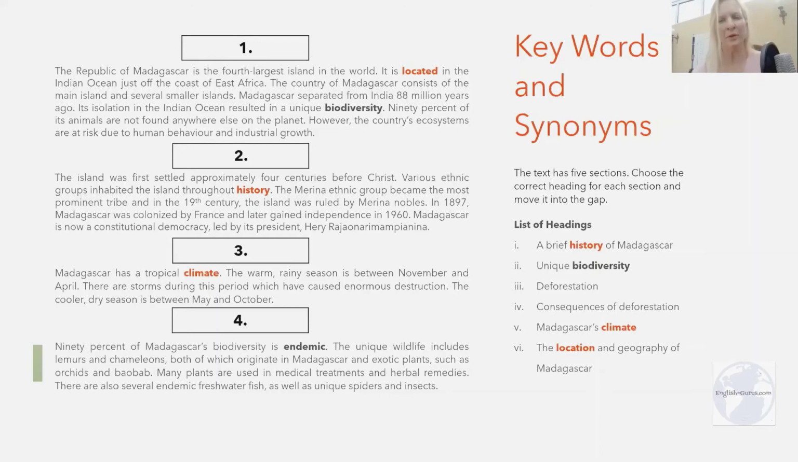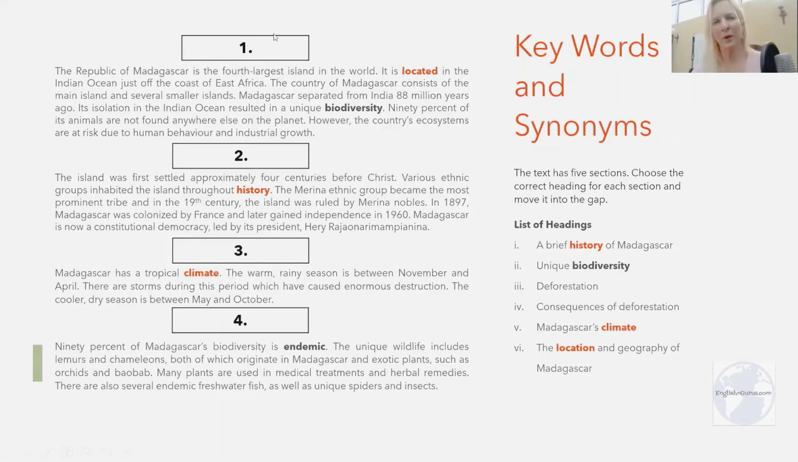The location and geography of Madagascar. Yes, location does appear. If you go back now to the paragraph and scan it, you'll see that it talks about the location of Madagascar and the islands, how it's separated, but it doesn't go into great detail about the history. It's mostly about its location and its geography, its landscape, its physical features. So we know immediately the answer is number 6. It's the last heading, the location and geography of Madagascar.